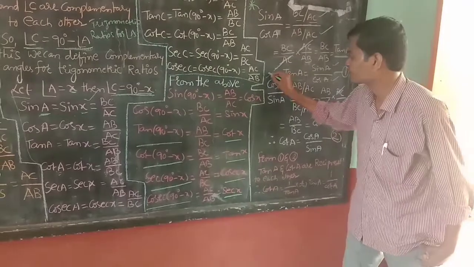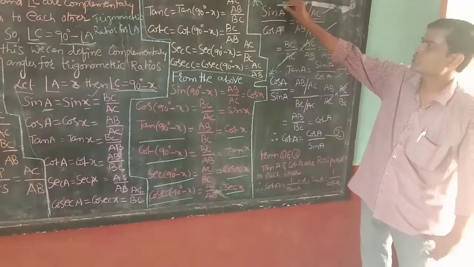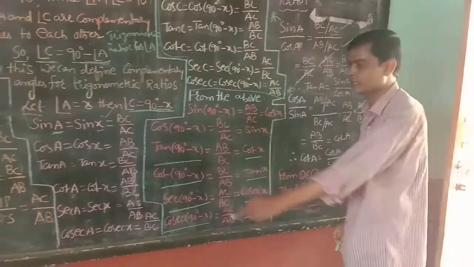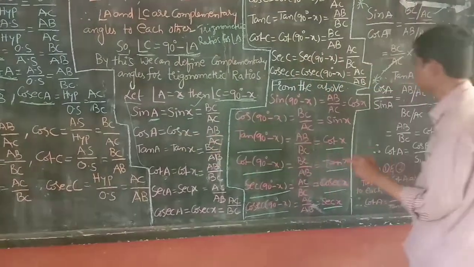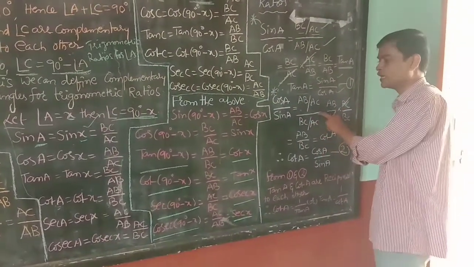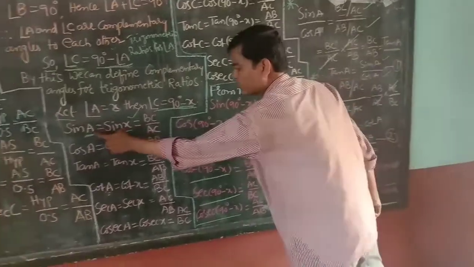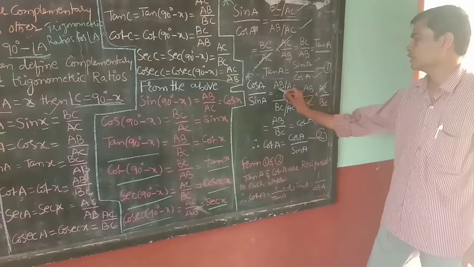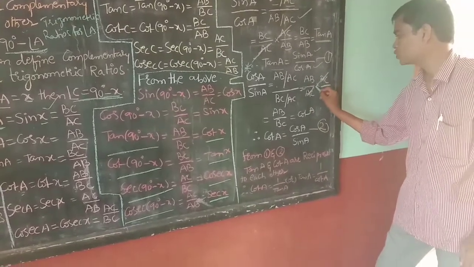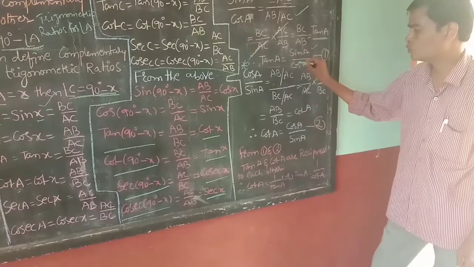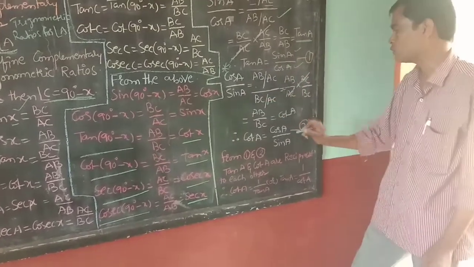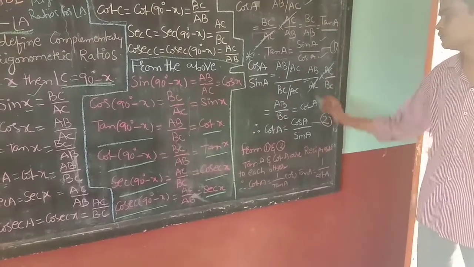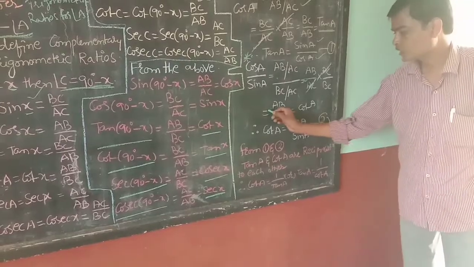One more we will see. In the first condition I have taken sin A by cos A. In the second condition I am taking cos A by sin A. What is cos A? Cos A is AB by AC, so I have taken AB by AC divided by sin A. Sin A is equal to BC by AC. So AB by AC, as usual, in the denominator, if we take it to the numerator, it becomes a reciprocal, so into AC by BC. AC again gets cancelled. We get AB by BC.